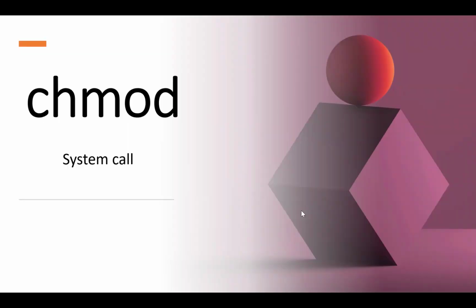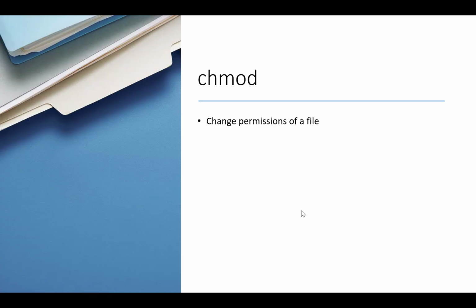Hello everyone. In this video, we are going to discuss the chmod system call. The chmod system call, just like the chmod command, is used to change the permissions of a file. So in this video, we are not going to talk about the chmod command, but the use of the chmod system call in a C program.